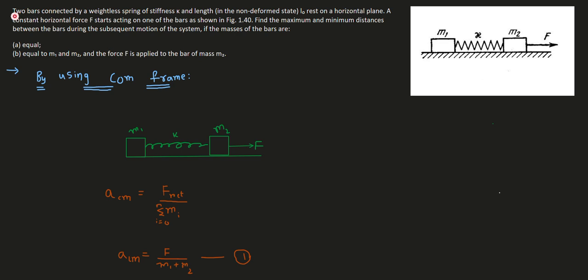So in this video, we are solving a problem from Irodov based on center of mass frame. The problem says we have two bars connected by a weightless spring of stiffness k and length in the non-deformed state l0, resting on a horizontal plane. A constant horizontal force F starts acting on one of the bars as shown. Find the maximum and minimum distances between the bars during subsequent motion of the system.